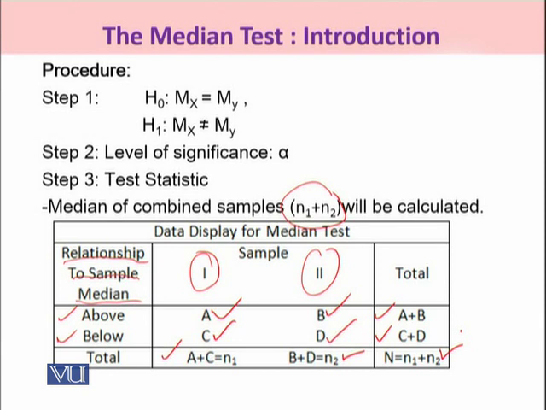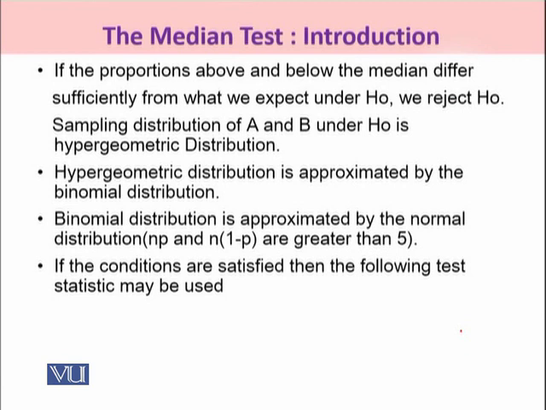So sample 1 और sample 2 की वैल्यूज को, नंबर ऑफ वैल्यूज को जब आप ऐड करेंगे तो वो आपको कैपिटल N देगा. If the proportions above and below the median differ sufficiently from what we expect under H0, we will reject H0. So students, ये फॉलो करने के लिए आपको पहले सबसे सैम्पलिंग डिस्ट्रीब्यूशन ऑफ A and B को डिस्कस करना होगा. So सैम्पलिंग डिस्ट्रीब्यूशन ऑफ A and B, जहाँ A हमारी वो वैल्यू सी that fall above the median for sample 1, और B हमारी वो वैल्यू सी that fall above the median for sample 2.